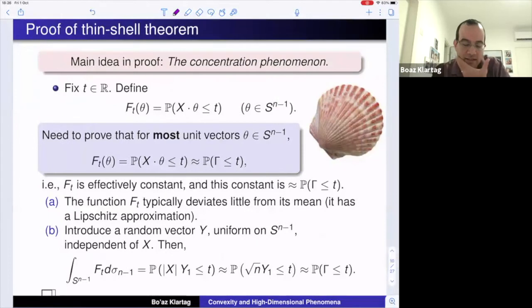Okay, let me just say roughly why this theorem is correct. Why would you connect Gaussian marginals to this shell theorem? This is supposed to be a shell.